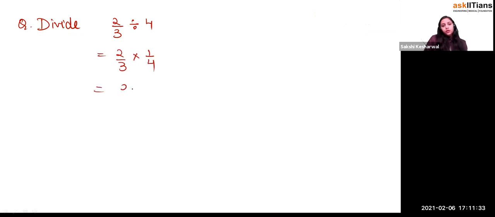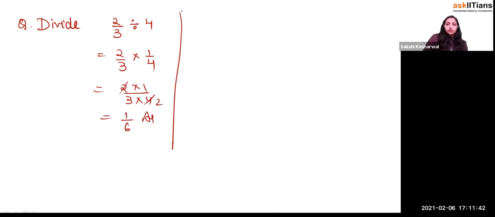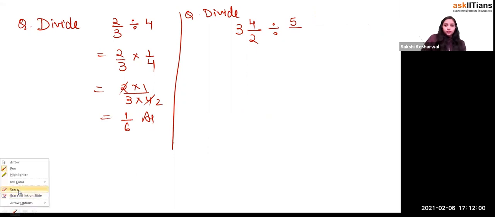So your answer will be what? 2 into 1 upon 3 into 4, which is equal to what? This and this cancel out. So the answer is what, beta? 1/6, right? If I give you the question: divide 3 whole 4/2 by, I'll write, wait a minute, 3/5. Okay, divide by 3/5.